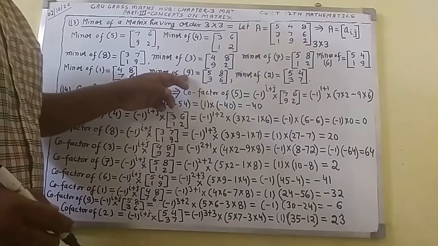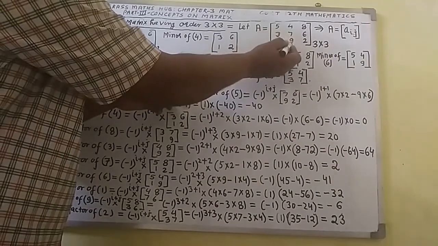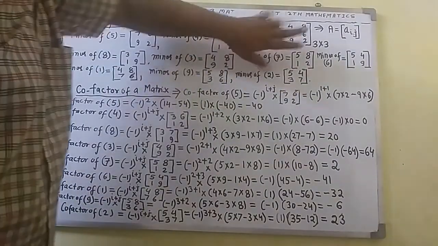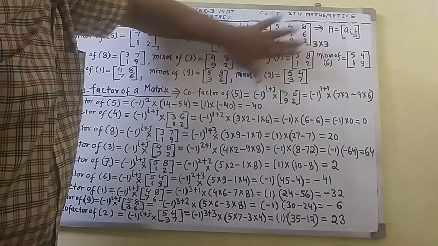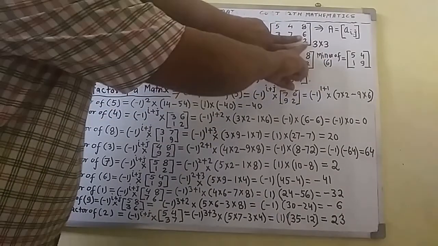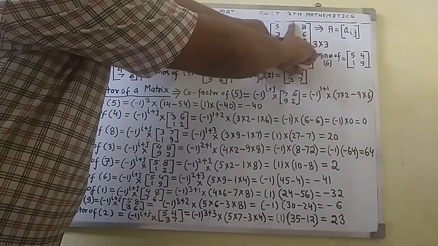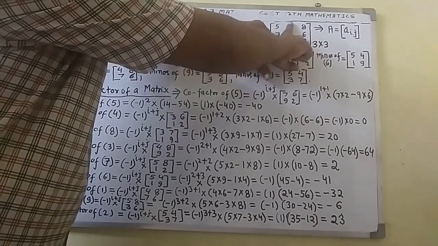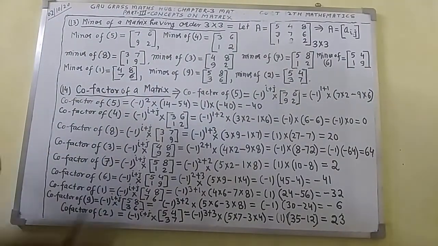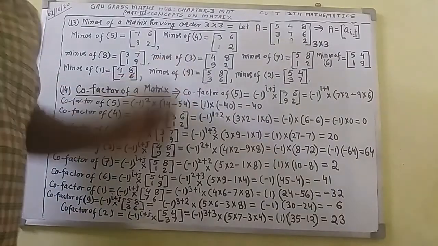The minor of element 9. Here you can see 9 is there in the third row. The third row will get hidden. And 9 is there in the second column. The second column will get hidden. So the third row and second column will get hidden, and you will get the elements 5, 8, 3, 6. The minor of element 9 will be 5, 8, 3, 6.